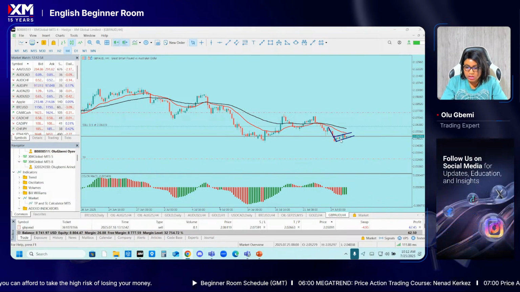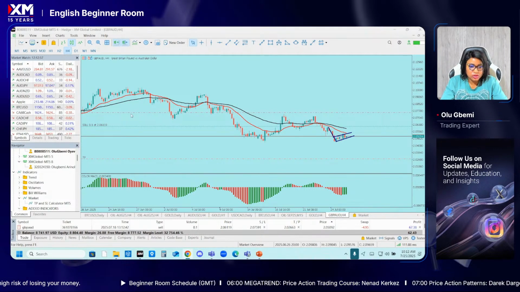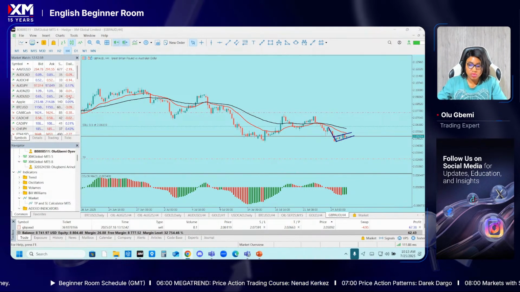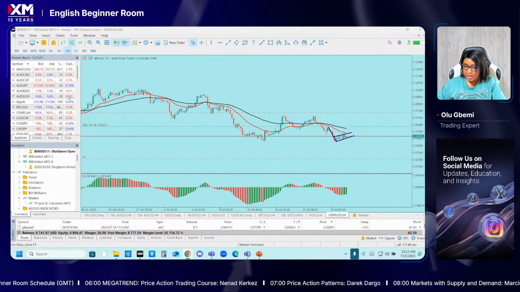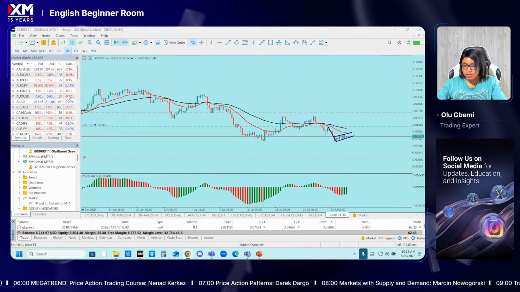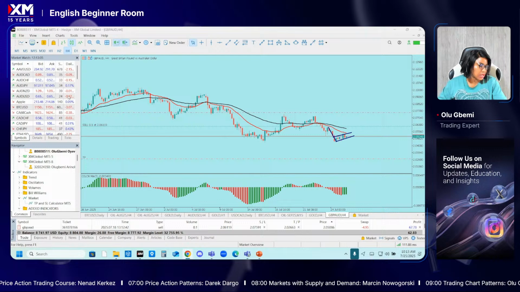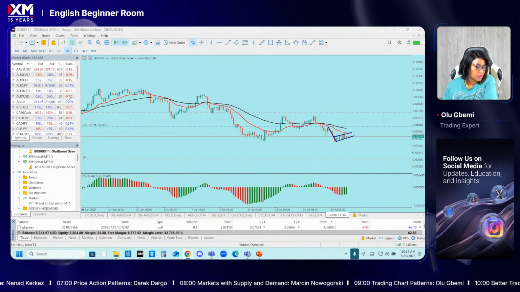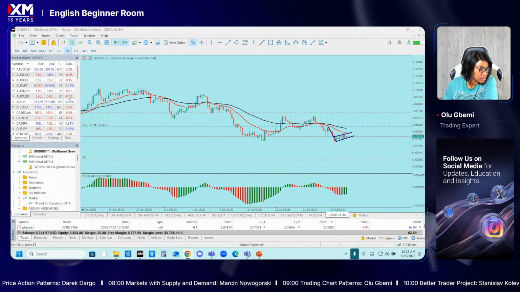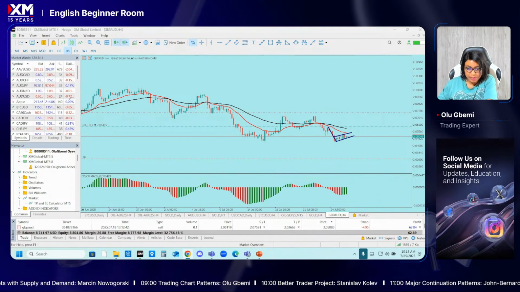For this one, I'm waiting for a breakout to add to the trade, but my bias at the moment is also bearish. If I am just coming into the market, I probably will be waiting for the breakout to happen so that I will enter. But because I'm in the trade already, we'll hold on to the trade and see what it does from here, how much movement it does from here.